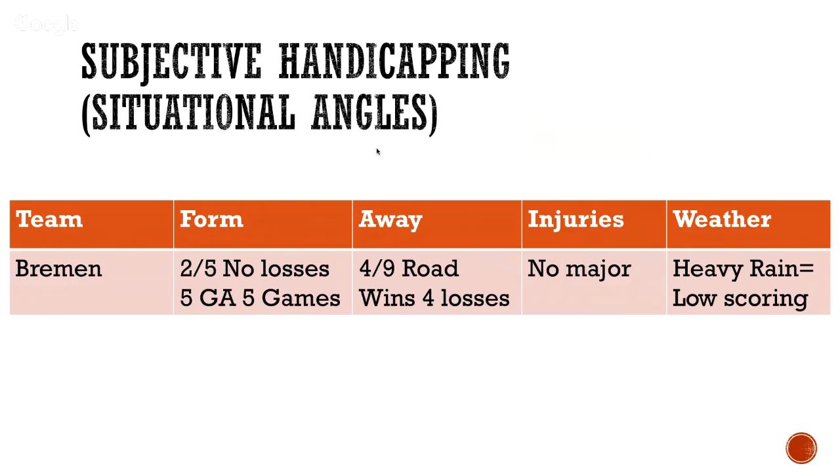So when I look at situational angles, again, we know we have value with the line, and we can't just place a wager just because a stat model says that we should. We have to have several subjective situational angles in our favor in order to play that game. So the form is real good for Bremen. Now, they were on the road, so I want to know how that team performs on the road.